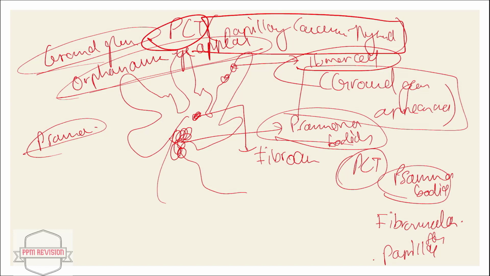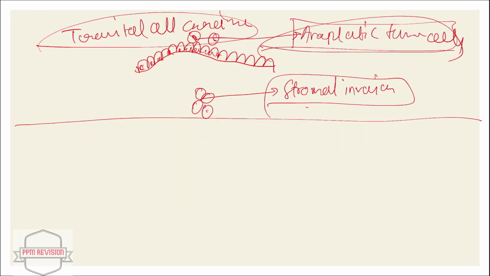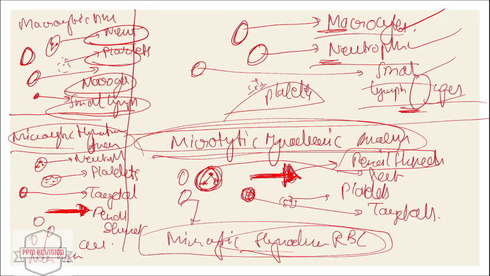Now moving ahead, we have the PCT. It's nothing but the papillary carcinoma thyroid. It has the ground glass appearance as mentioned earlier, and there's also the presence of Psammoma bodies. Ground glass appearance as well as Psammoma bodies, very important points. And moving ahead, we have the transitional cell carcinoma, easy. There's stromal invasion as well as anaplastic tumor cells present.